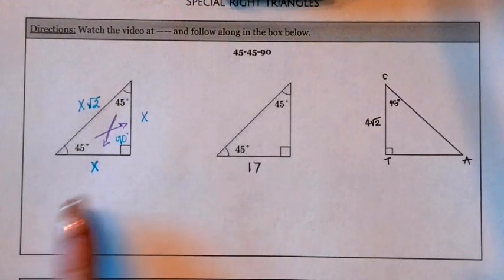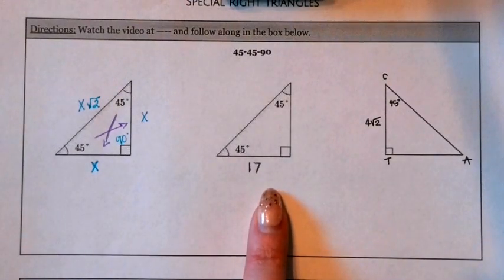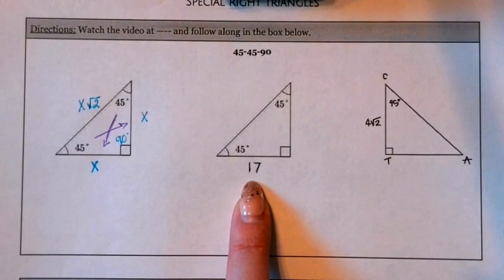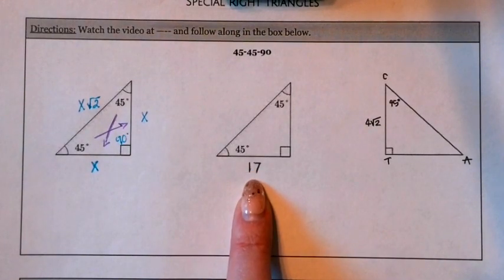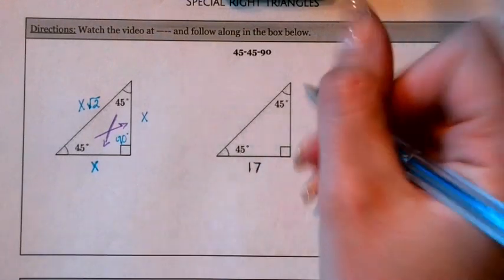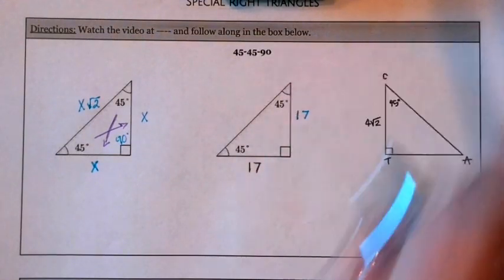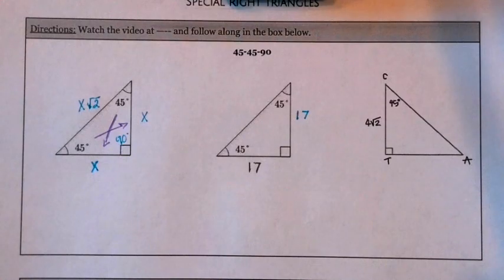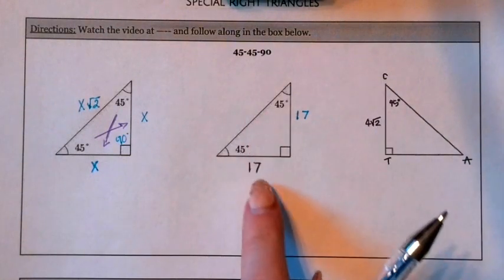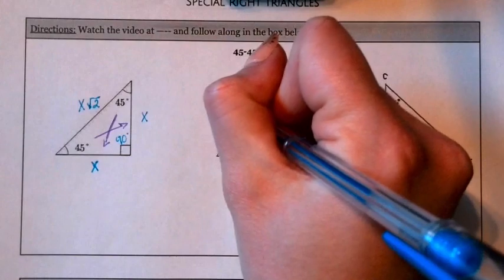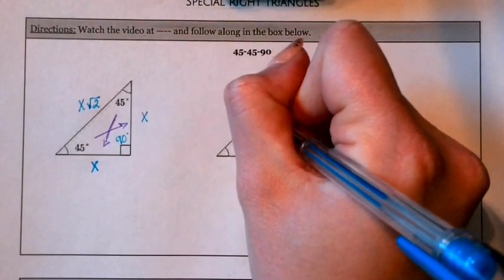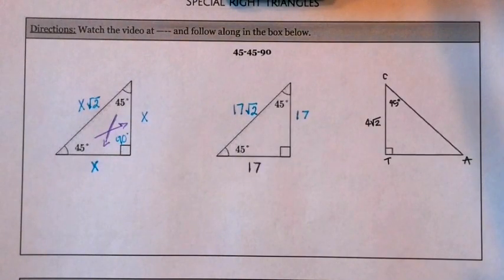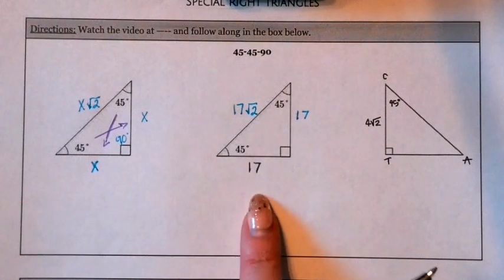So if I move on to the example over here, I have one side labeled already. So this has a side length of 17. So if this has a length of 17, I know that this side has the same exact length, so also 17. And my hypotenuse, I'm going to take that same measurement from my leg, so 17, and then I'm multiplying that by the square root of 2. And I'm going to leave my answers just like that. So I have my side lengths for my second triangle.